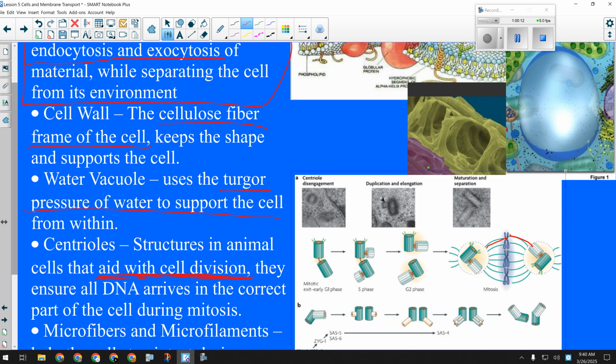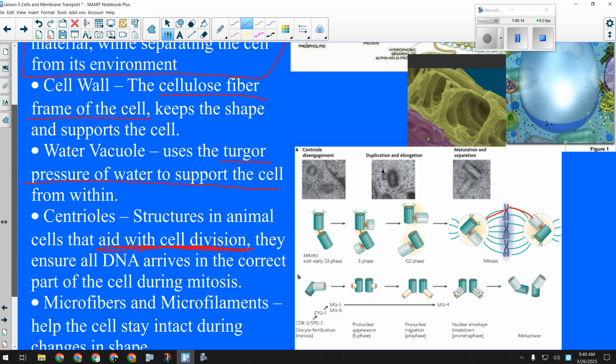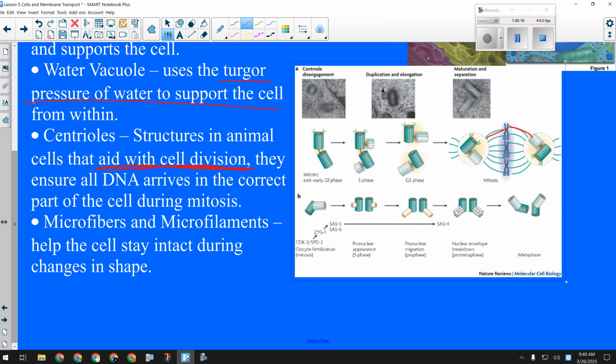All right, last one. Microfibers and microfilaments. The other name for that, we talked about this yesterday, is the cytoskeleton. Again, really only important in animal cells. They're kind of those bungee cords that keep the cell from tearing.